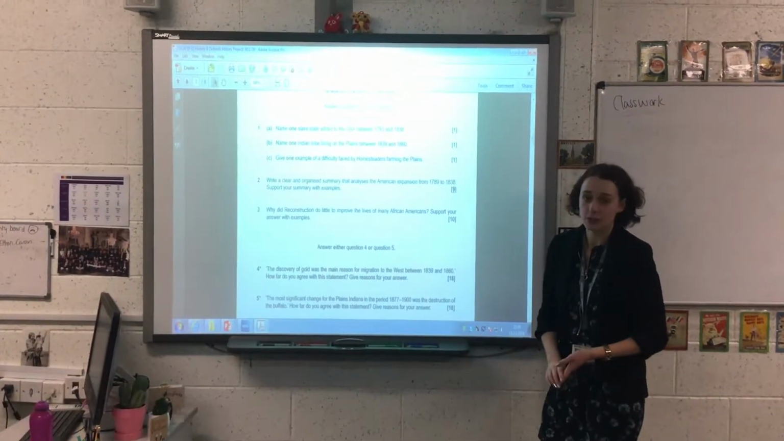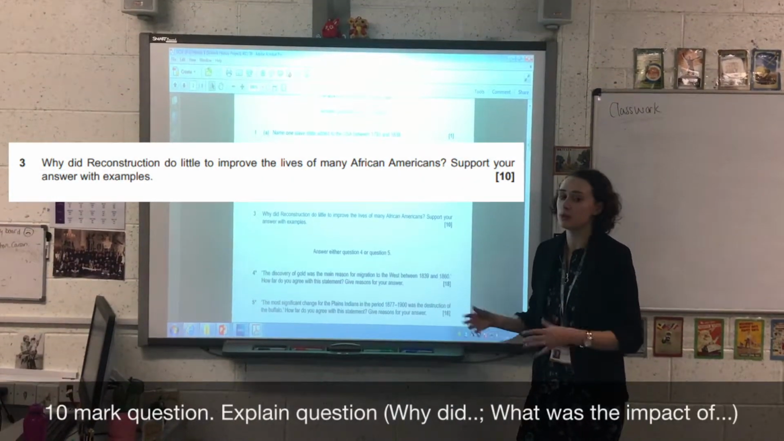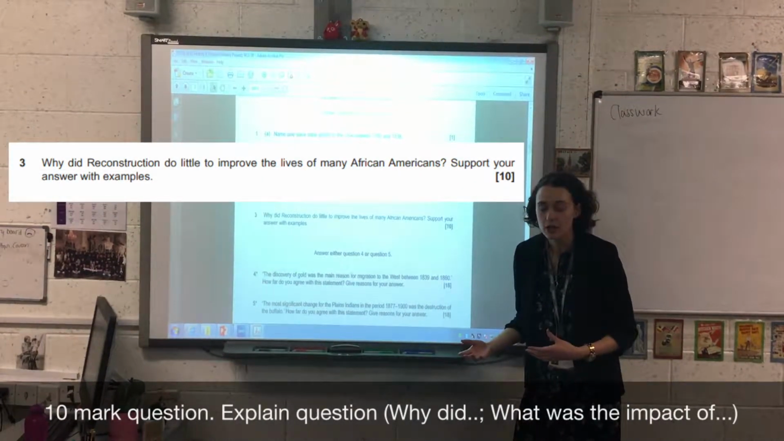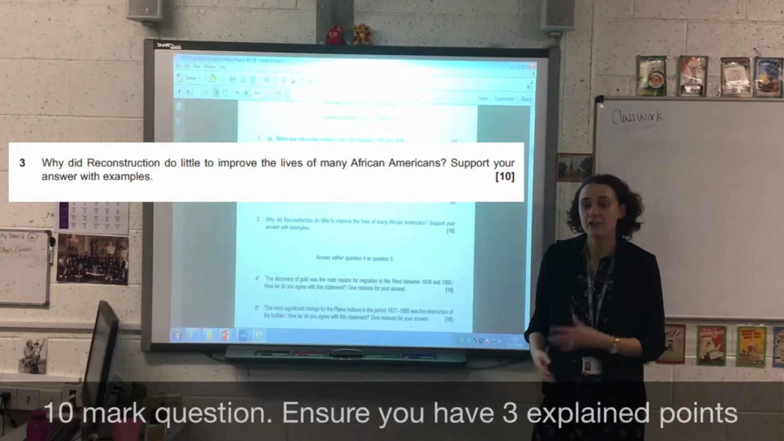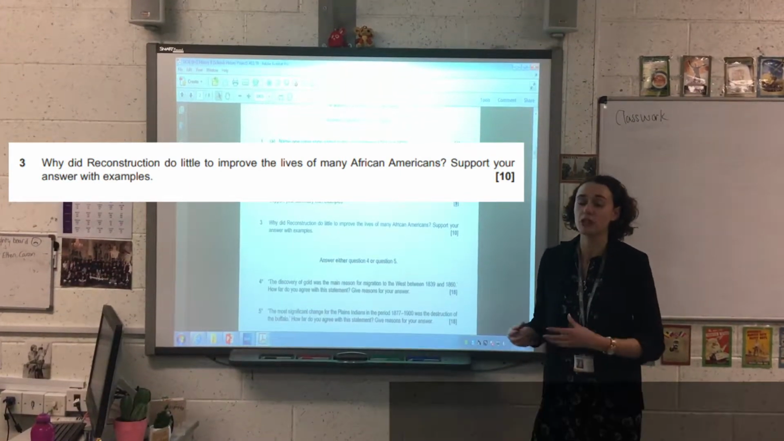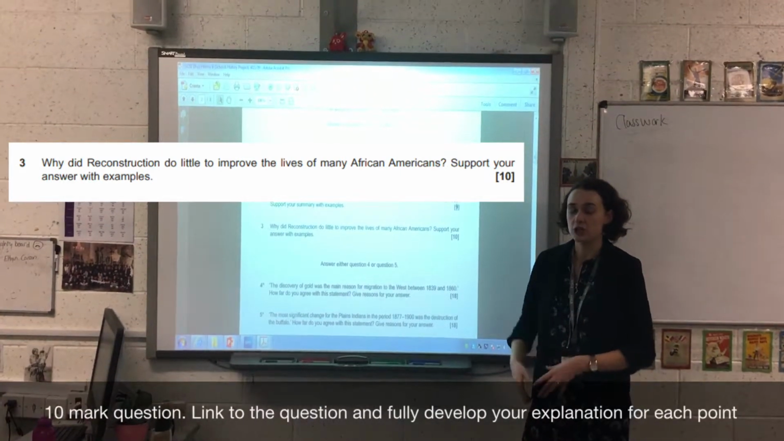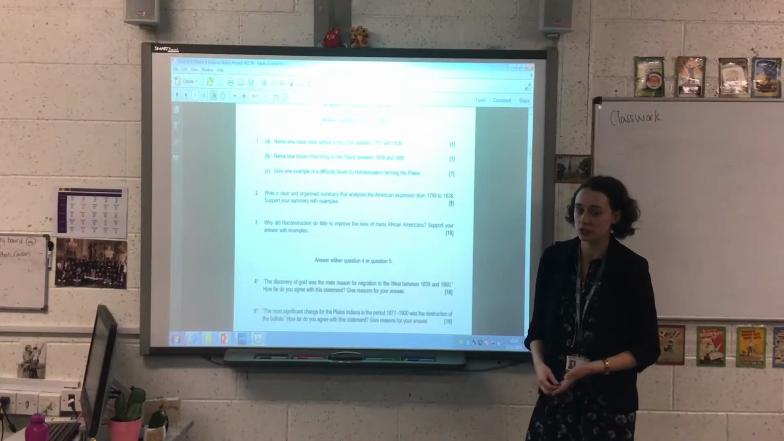The 10-mark question is always going to be an explain question. So why did, or what was the impact of? And for that, again, you need 3 explained points. And for that, you really need to focus on fully linking to the question and fully developing your explanation. So there are 3 different explained points there for the 10-mark question.